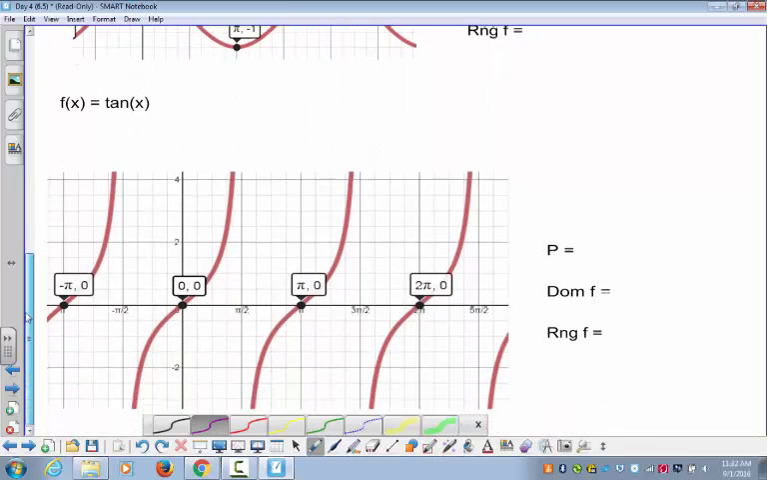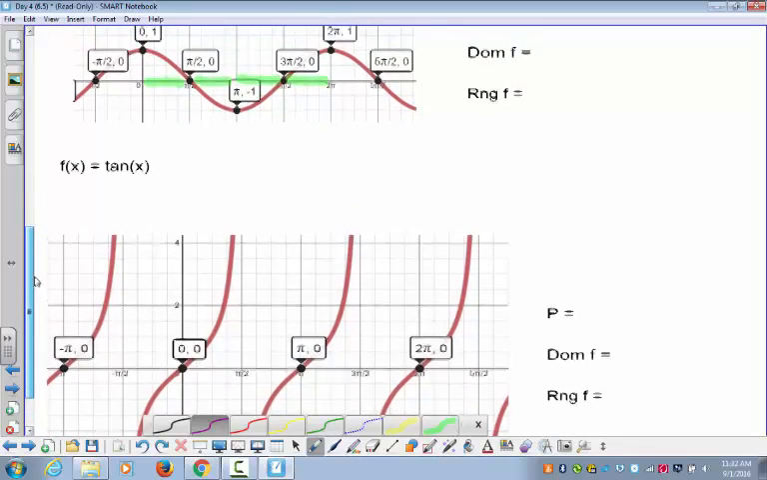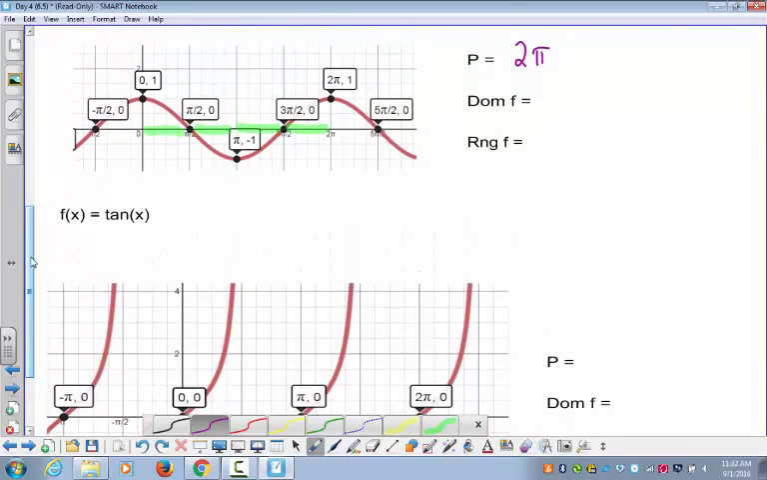Tangent. Oh, I didn't finish that off. What's the domain of cosine? Same, right? All reals. There's nothing left out. There's no x value on this graph that has a y value that's undefined. The y value is defined for all x's. How about the range? Same, -1 to 1, including, so we use brackets.